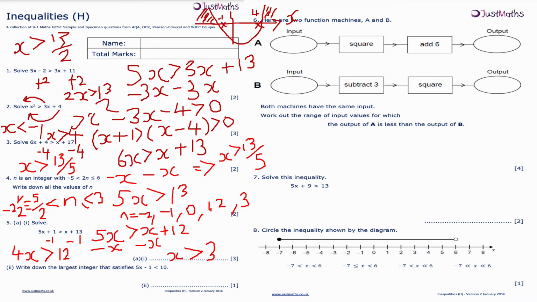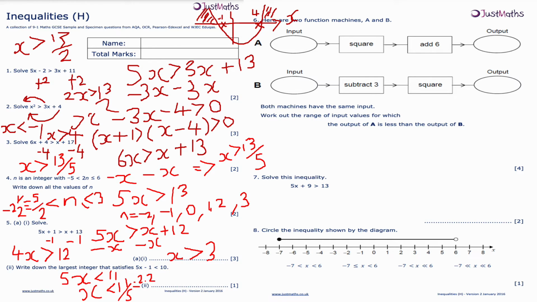Okay, this is part II. Write down the largest integer that satisfies this inequality: 5x minus 1 is less than 10. Well, if I add 1 to both sides, I get 5x is less than 11. Dividing both sides by 5, I get that x is strictly less than 11/5, which is the same as 2.2, or 2 and 1 fifth.